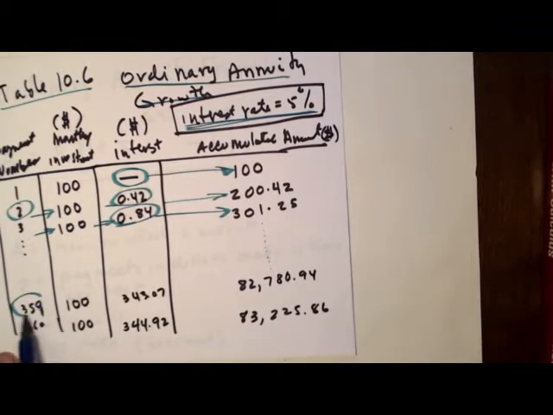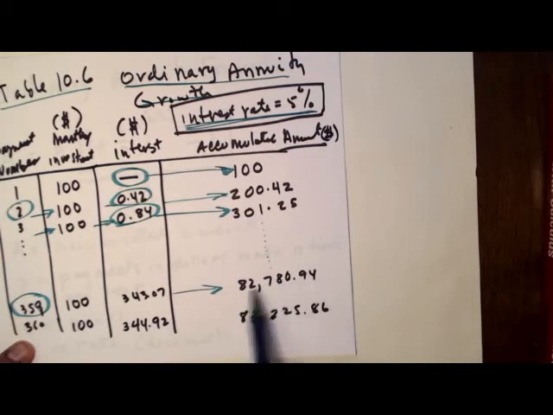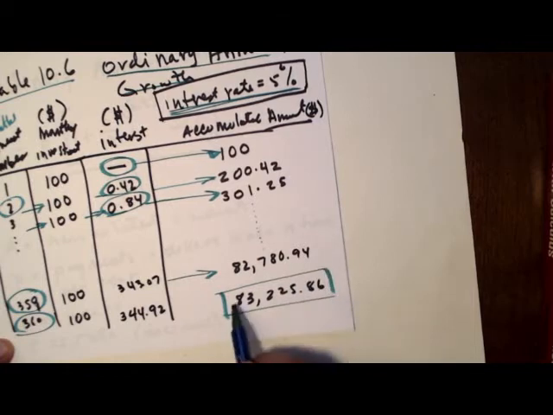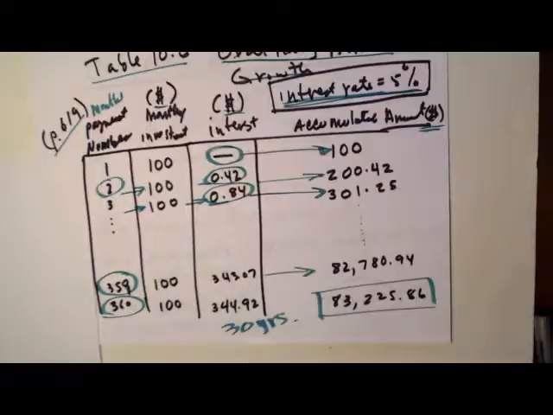point of 359, and then you accumulate by that time $82,780.94. And then when you complete this at the 360 months, after that you accumulate $83,225.86.